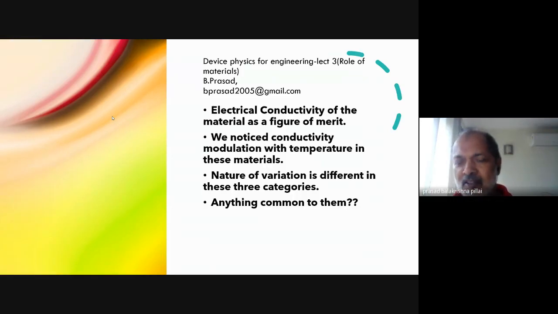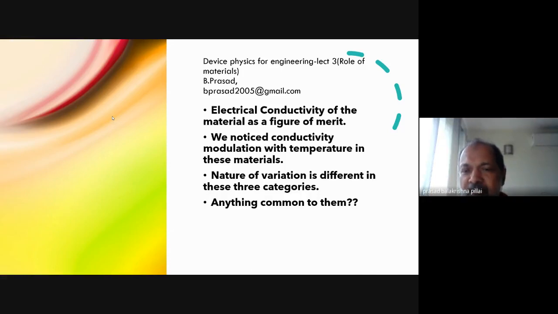Now we need to look into this aspect: what is causing this variation, why they are different in these three categories of material, and does it have any useful purpose? Can we infer anything from this? We have defined one more thing. Conductivity was discussed in terms of two parameters. One is the carrier concentration. The other one was the mobility. These two parameters we have seen.